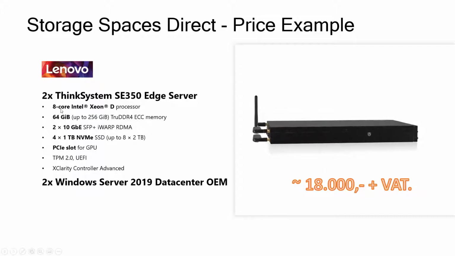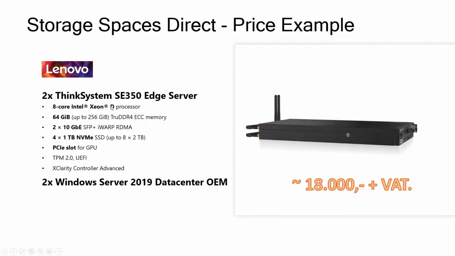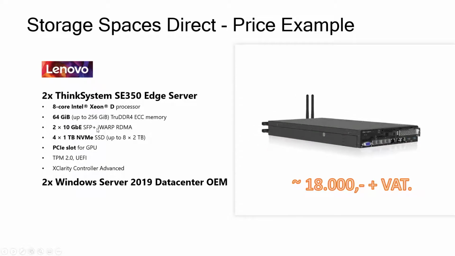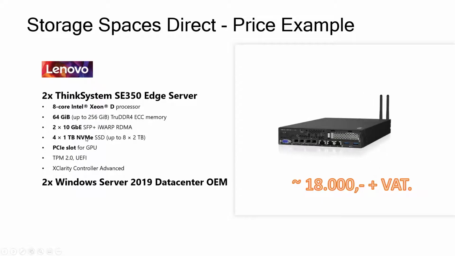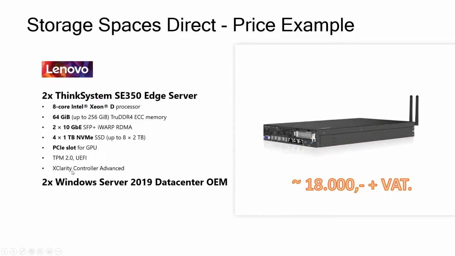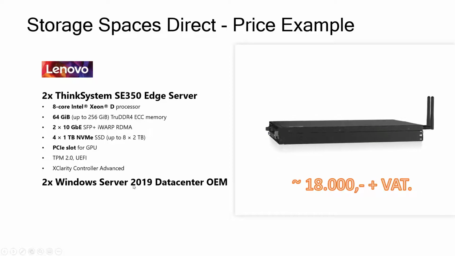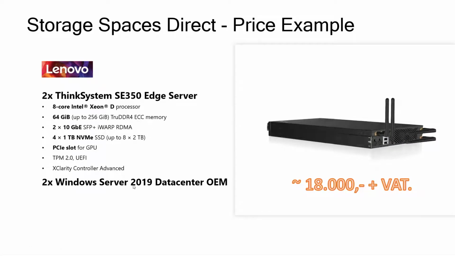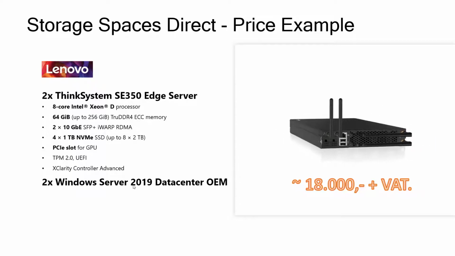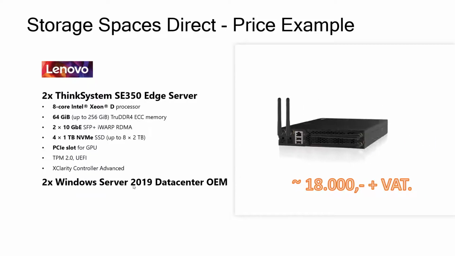They have an 8-core Intel Xeon-D processor, 64 gigabytes of RAM, 2 10-gigabit RDMA cards, 4 NVMes with 1 terabyte each, and so on. And with Windows Server Datacenter included, 2 of those machines are roughly around 18,000 euros. In addition, you have to pay VAT.